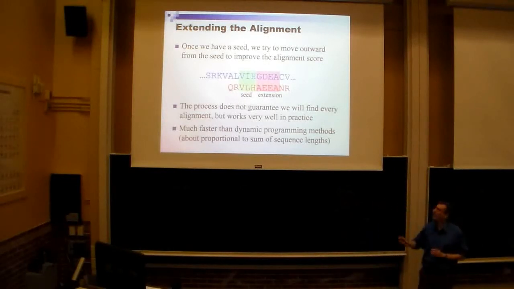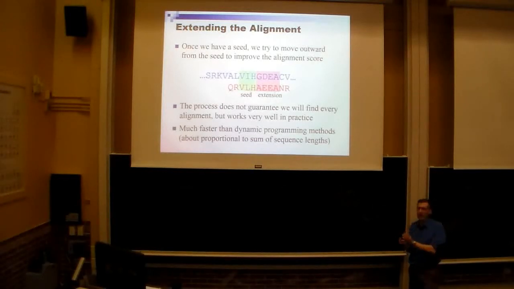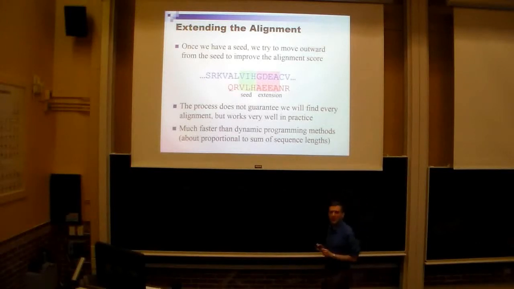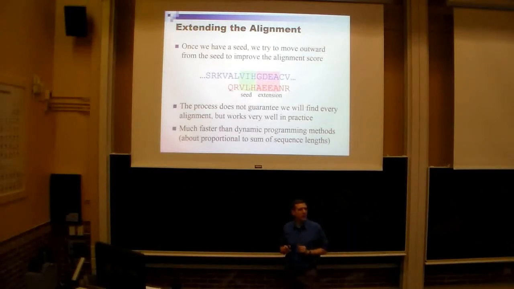There can be cases where you have a good alignment in your sequence and you actually don't have a single good seed in that alignment. Can anyone think of how that might occur? How might you miss a good alignment with this approach?